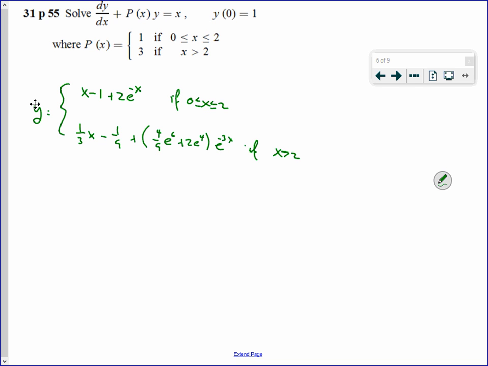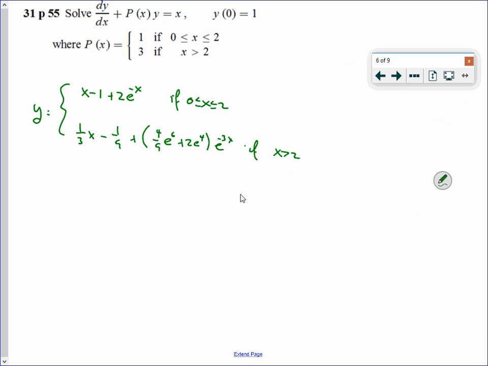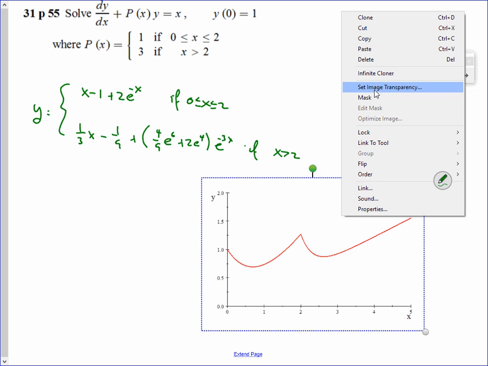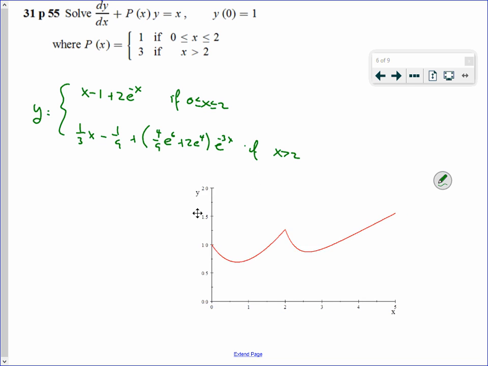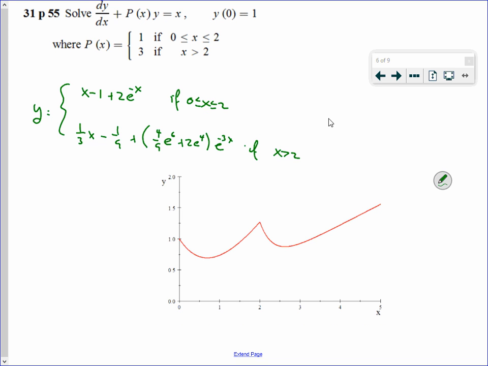And I'll tell you what I'm going to do. I'm going to go to the next page and grab the graph. Here's the graph of that thing. So from 0 to 2, the first function looks sort of parabolic, and then something drastic happens at 2. And from 2 on, we have this second function, and that's what the solution to the DE looks like.